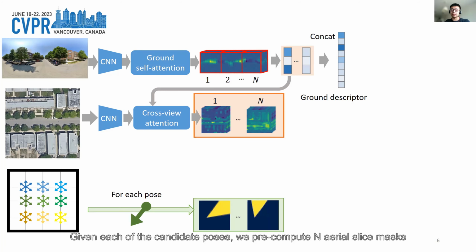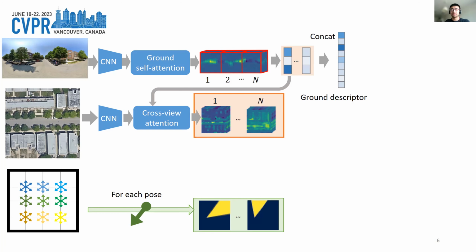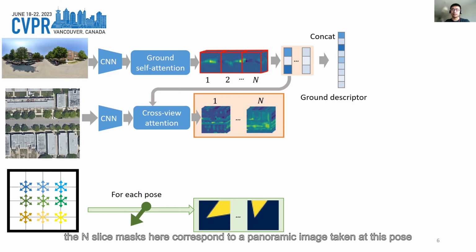Given each of the candidate poses, we pre-compute n aerial slice masks, simulating n viewing directions if the ground camera is located at the candidate pose. When the ground image is panoramic, we use the viewing direction of the center vertical line as the camera orientation. As shown here, when the camera points to the southwest, the n slice masks here correspond to a panoramic image taken at this pose.